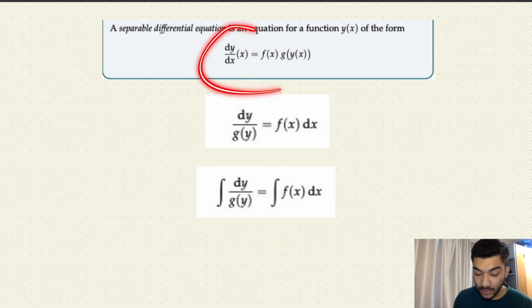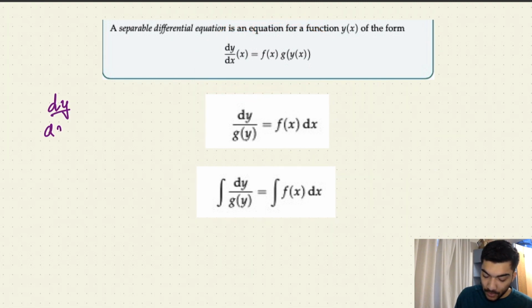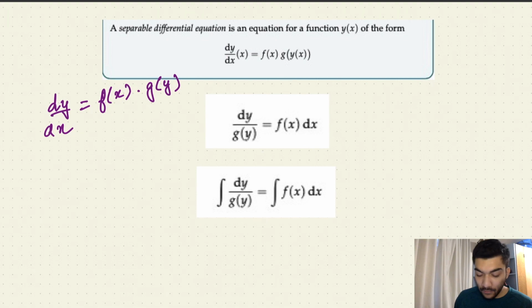So for example, if dy by dx is equal to a function of x times a function of y, if you have a differential equation of this form where you can easily separate the y variables on one side and the x variables on the other side, that equation is known as a separable differential equation.